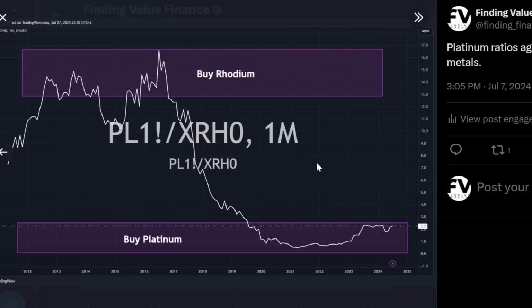And this is rhodium, and I know a lot of people don't know much about rhodium. Rhodium is another precious metal. It's part of the group platinum group metals. And it usually gets mined with the platinum group metals. So you get rhodium, palladium, and platinum.